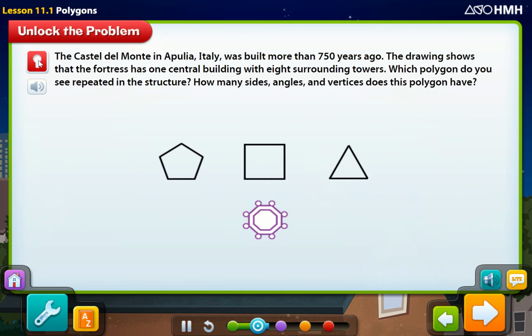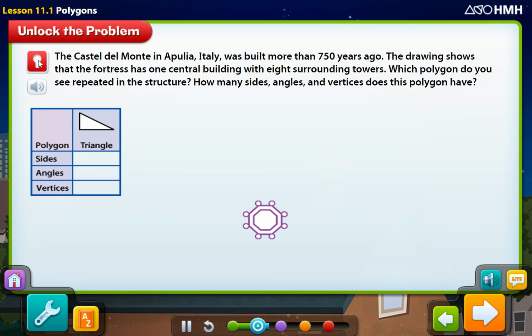A polygon is a closed plane figure formed by 3 or more line segments that meet at points called vertices. It is named by the number of sides and angles it has. Before we solve the problem, let's classify different polygons by the number of sides, angles, and vertices. First, let's classify a triangle. What are the characteristics of a triangle?